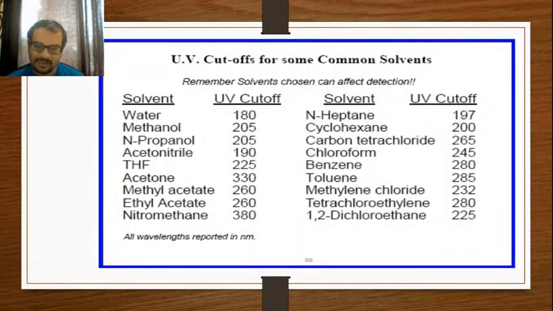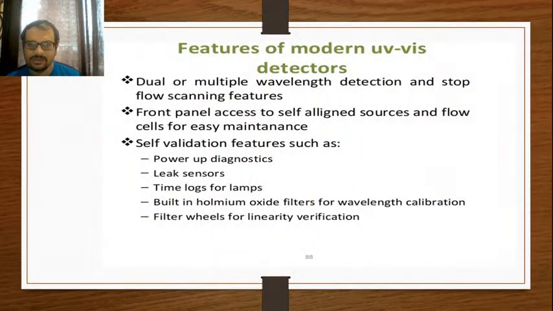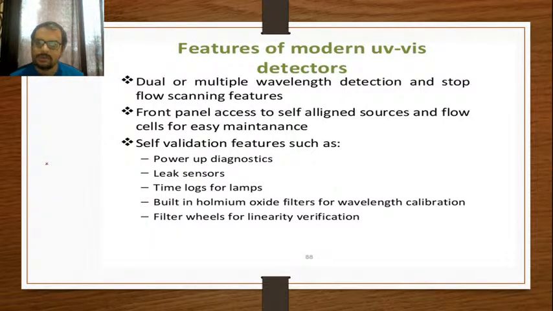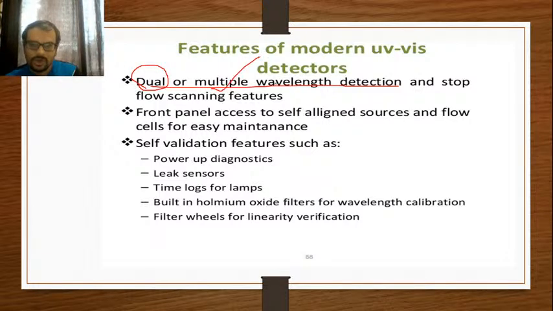These are the cutoff wavelengths as we already discussed in the last semester itself. Some of the features of modern UV visible detectors: the UV visible detector, just because of its simplicity and easy operability, has wide acceptability. Some of the features developed nowadays are dual or multiple wavelength detection. Remember, it's not limited to simultaneous or dual methods. It is possible to analyze multiple wavelengths at a time, that means multiple wavelength detection is possible using a modern UV visible detector system.